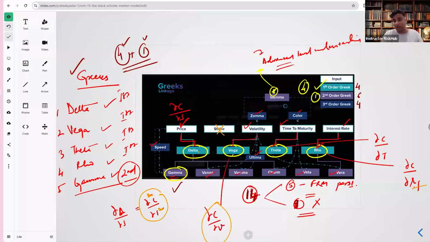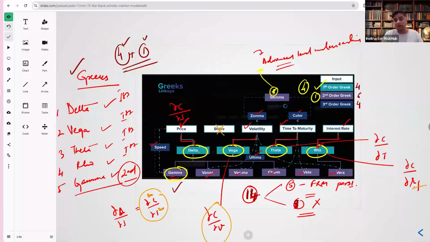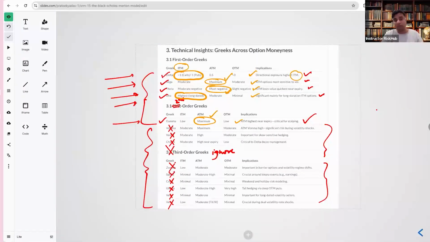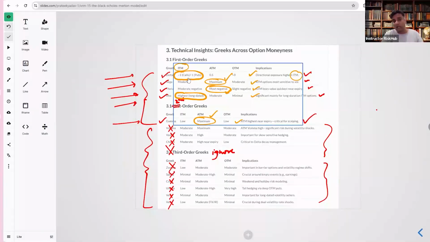Properties also, I've given you 5 top properties which are asked in the exam. ATM option, what happens, where is the maximum value? Everything I have given here. If you remember only these 5 lines, quite a few property questions can be solved. And remember where each is highest: at ATM, Vega, Theta, and Gamma are highest. ITM, rho and delta are highest. If you remember these things, you'll be able to do it.